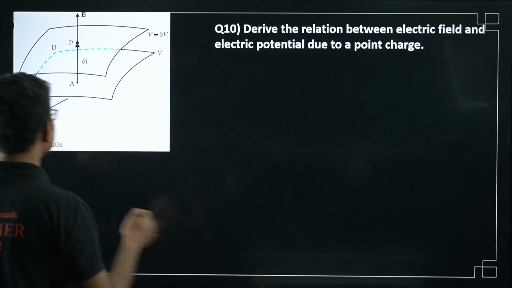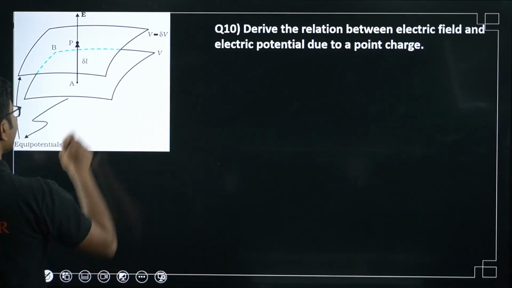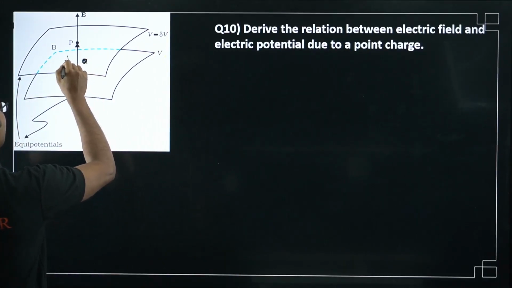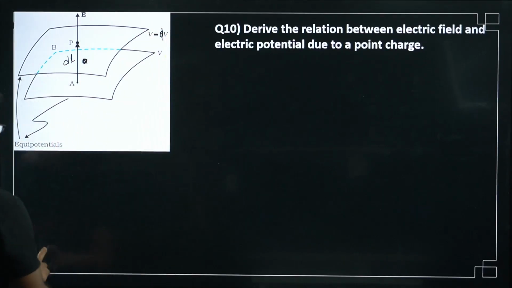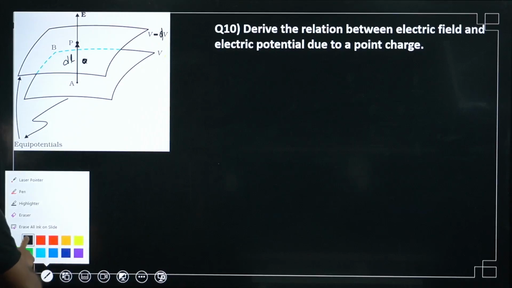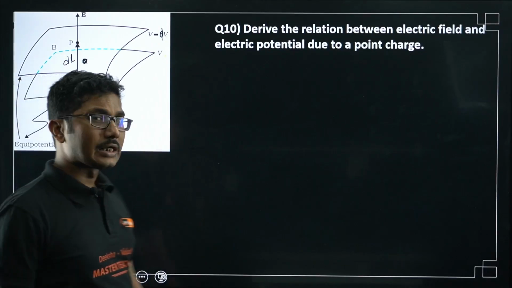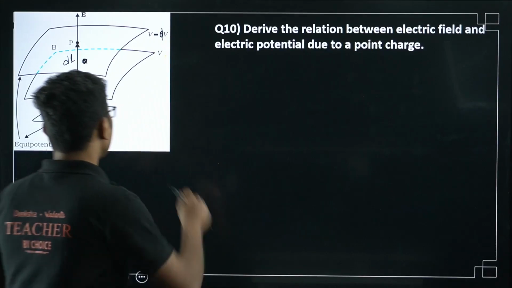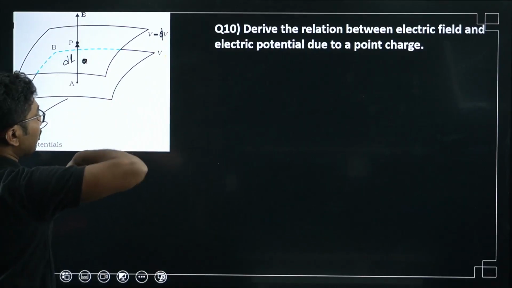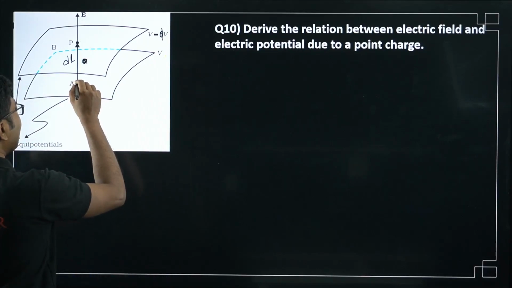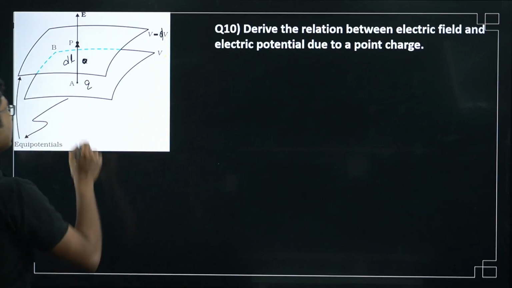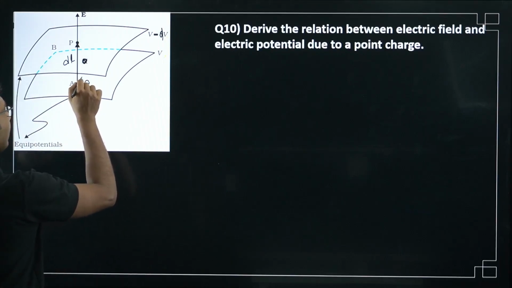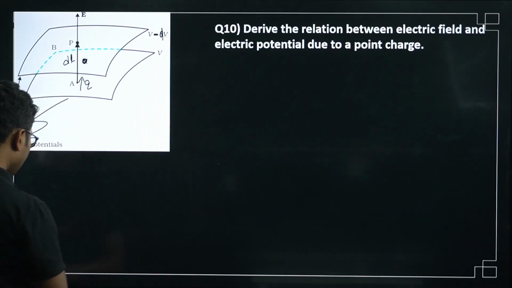The distance is say dl. This is V minus dV. Then what is the work done? First of all, it is a uniform electric field. Because the distance is very small, you can consider that the electric field is constant between these two equipotentials. So if you keep a charge small q here, what is the force acting on this charge and in what direction? Positive charge, so it will experience a force in the direction of electric field.